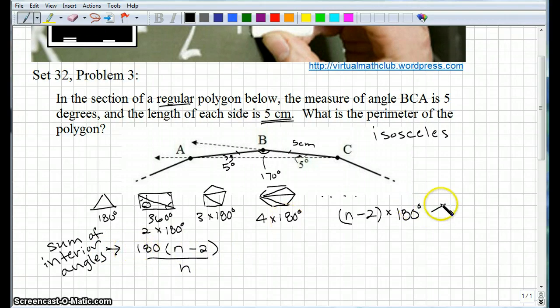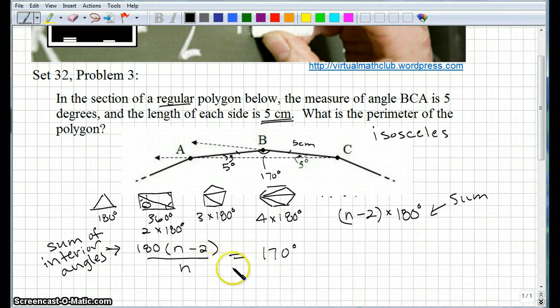So this is the sum, and if I divide it by n, then I'll get the number of degrees in one interior angle. And I know I'm looking for the polygon that has an interior angle of 170 degrees. So if I set that equal to 170 degrees and solve for n, then I'll be able to figure out how many sides this polygon has. And then I'm home free, right?